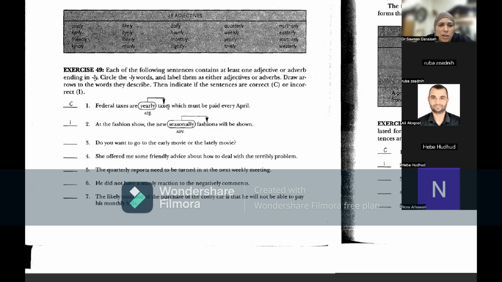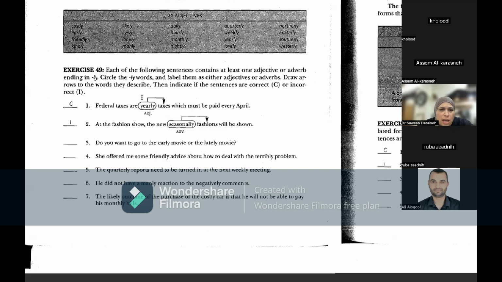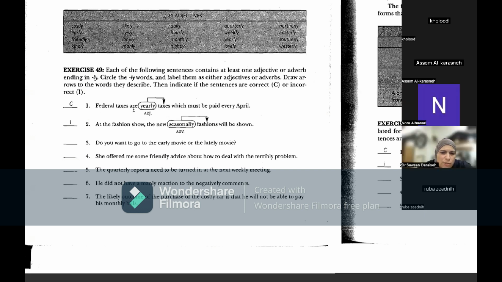Federal taxes are yearly taxes, which must be paid every April. Federal taxes, what are they? Yearly taxes. Look at yearly. Where is yearly? There it is. See, it's an adjective. So yearly taxes. That's what federal tax is, a kind of tax, guys, in the United States of America. Which must be paid every April. Okay, so this is fine, correct.